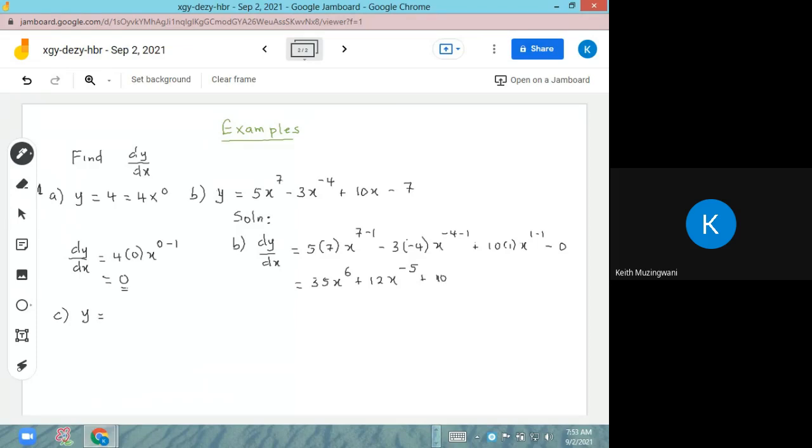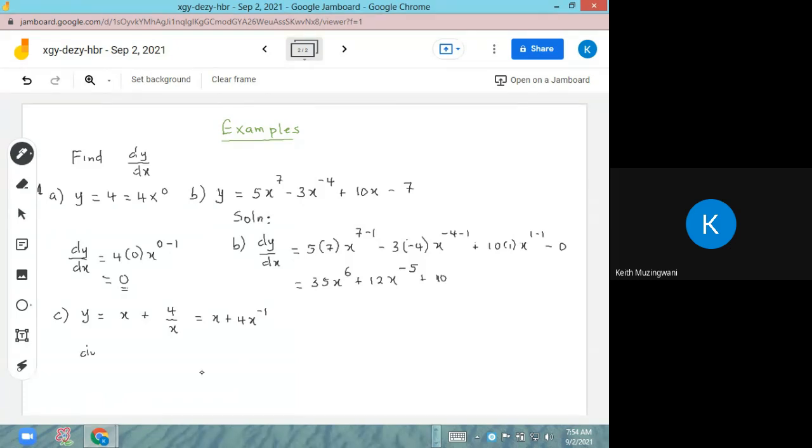C. y is equal to x plus 4 over x. Differentiate it. So we can write this function as x plus 4x to the power negative 1. Because x is in the denominator and it is to the power 1, when we take it up, it will go up with a negative power.